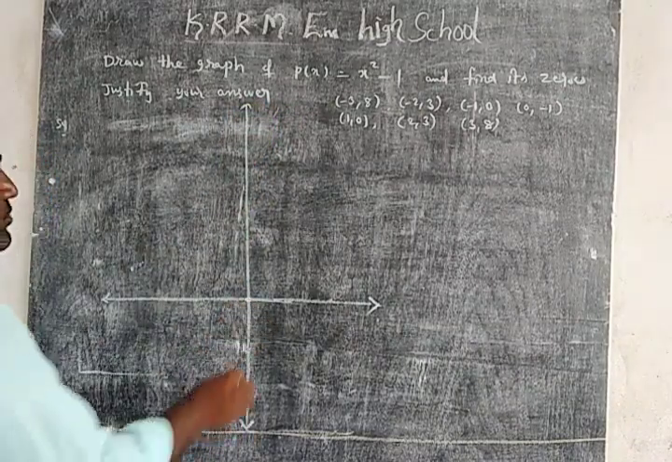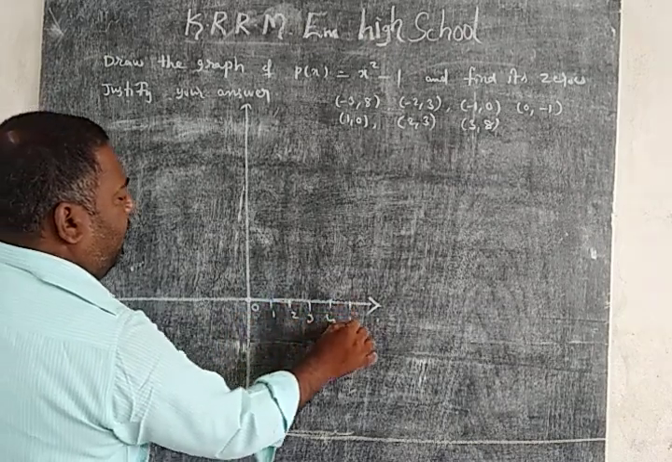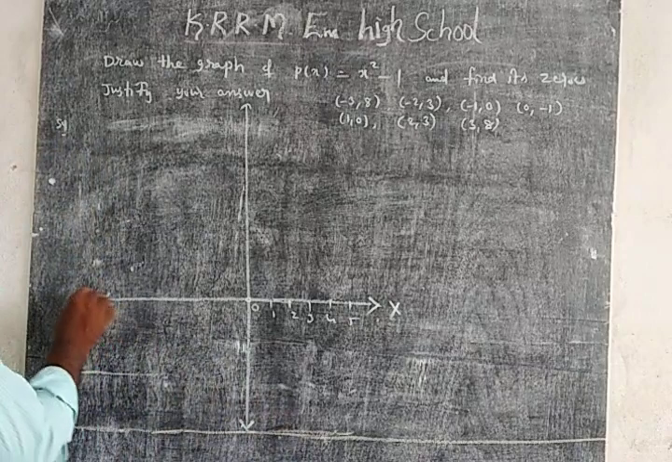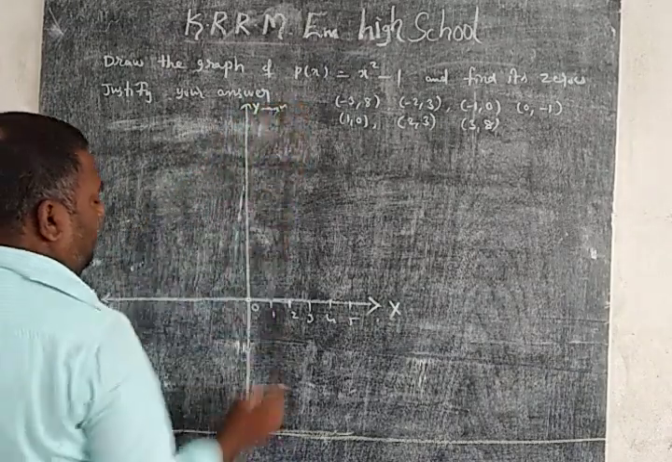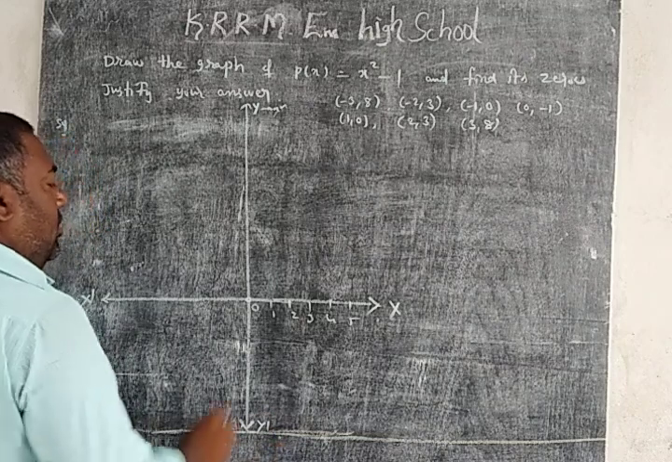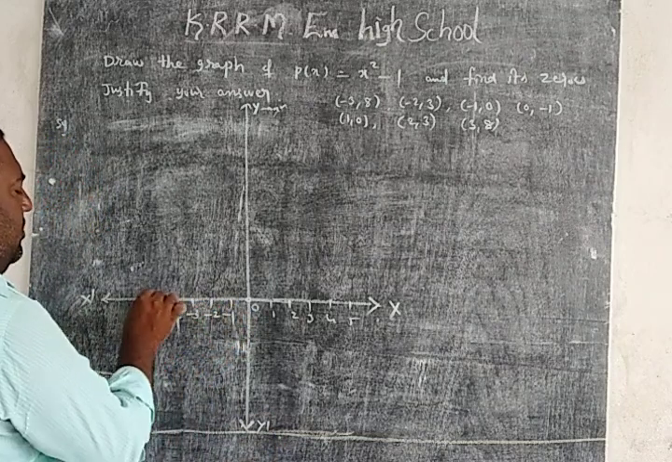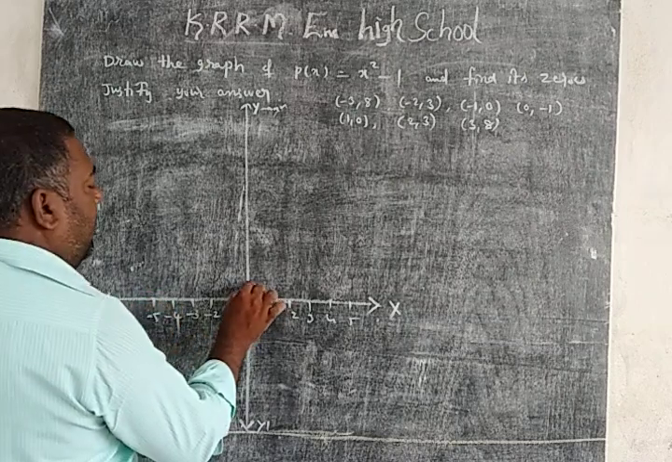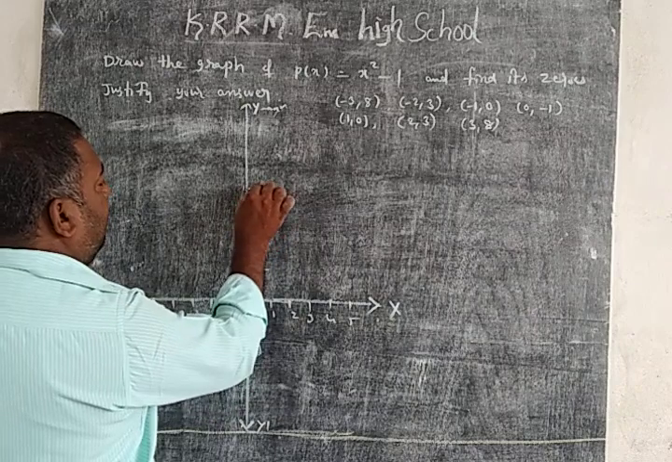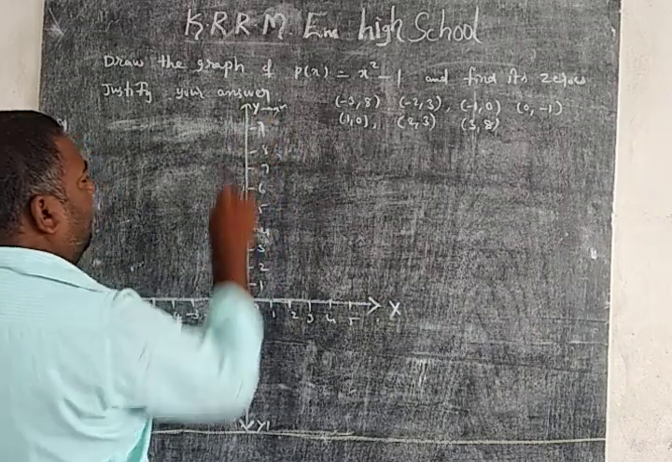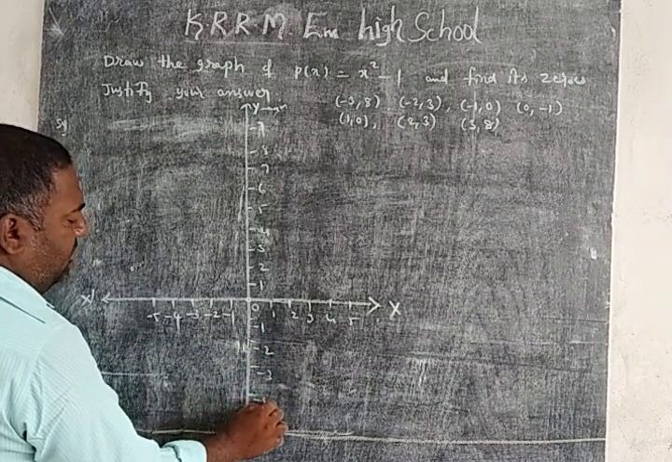Here is the origin. On the x axis, x dash, and y axis, y dash, we take x values 1, 2, 3, 4, 5 and minus 1, minus 2, minus 3, minus 4, minus 5. Here y values are 1, 2, 3, 4, 5, 6, 7, 8, 9, and minus 1, minus 2, minus 3, minus 4, minus 5.